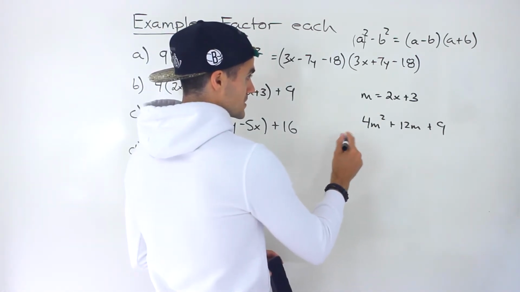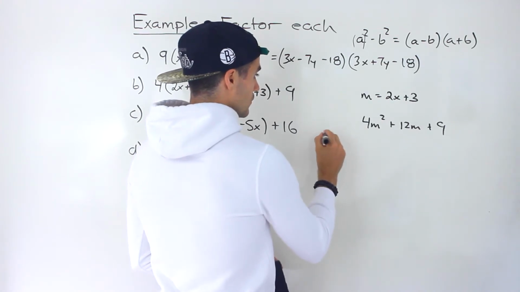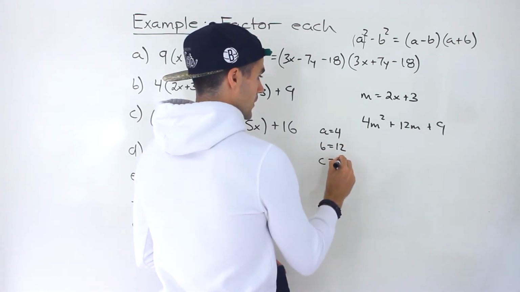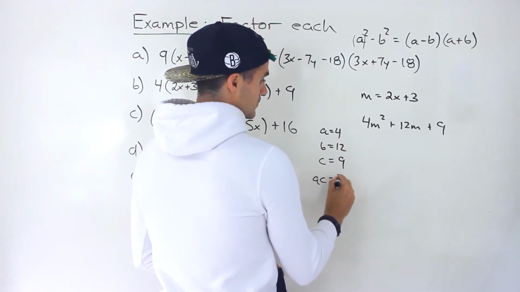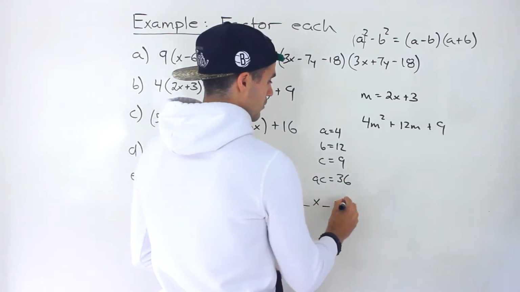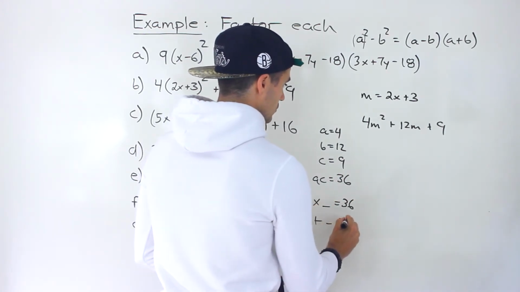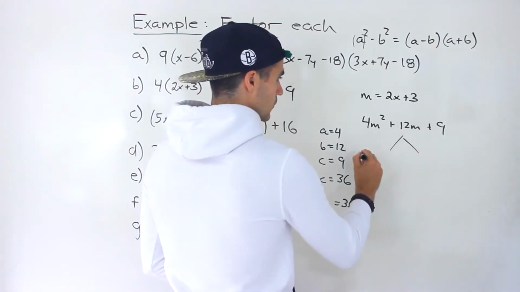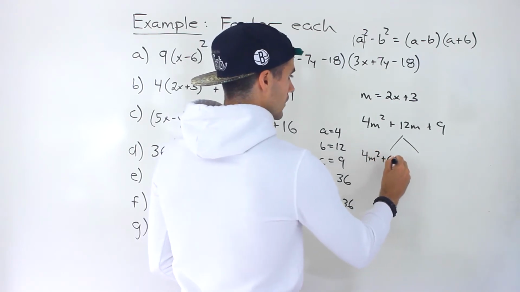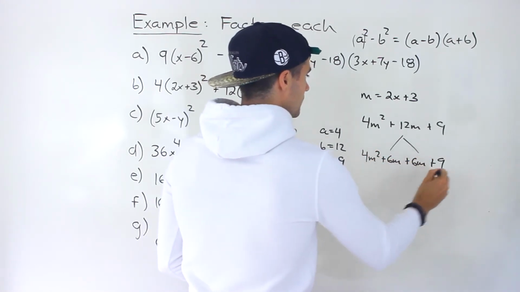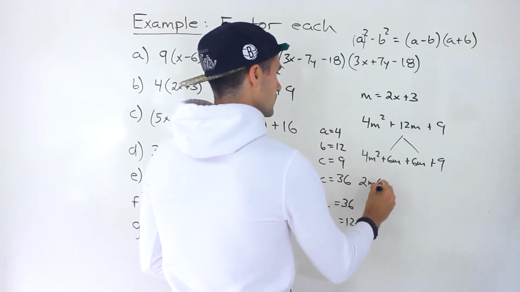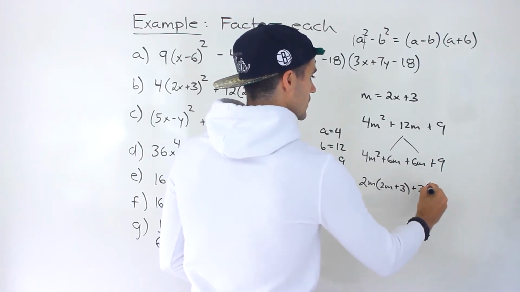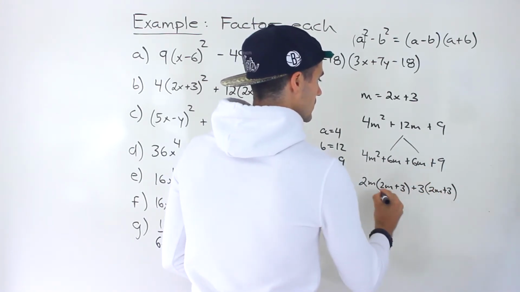So if you do this by decomposition, 4 times 9 would give you 36. So let's actually go in order. Sorry, I was jumping ahead there a little bit. But what I want to get is the AC value, which is 36. So what two numbers multiply to 36 and add up to 12? It's going to be 6 and 6, right? So we know we're dealing with a perfect square trinomial. Then from these two, we could take out a 2m, and we'd be left with 2m plus 3. Then from these two, we could take out a 3, and we're left with 2m plus 3.